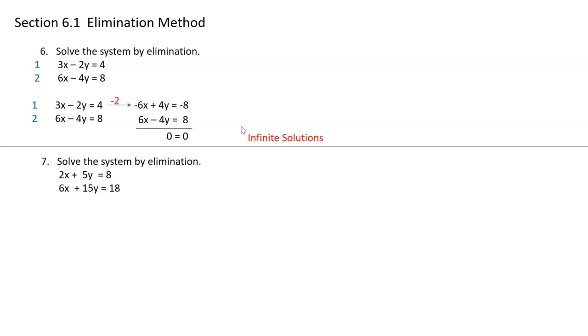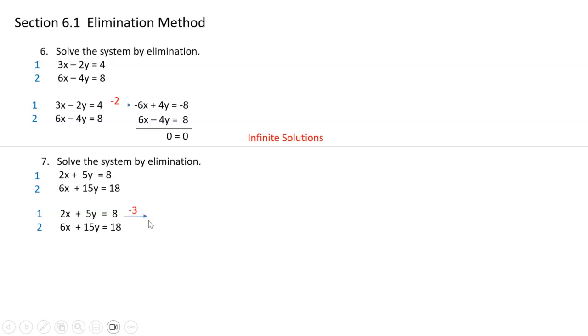Okay, now let's do a similar one. We have 2x plus 5y equals 8, and 6x plus 5y equals 18. And again, they want us to use the elimination method. So again, I'm going to get rid of the x's. So I need to multiply equation 1 by -3.